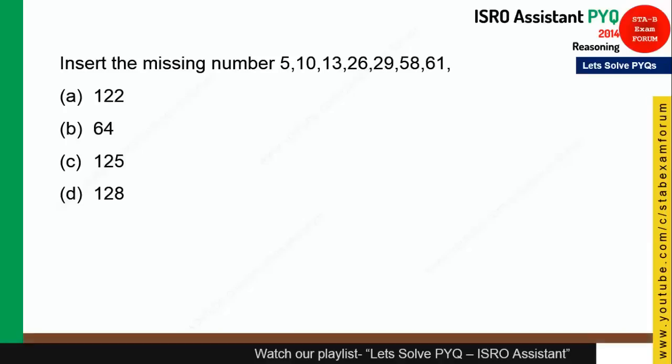Student, you need to find the next number. Here, after 61 what should be the answer? As you can see, 5 into 2 is 10, 13 into 2 is 26. Here he is adding plus 3: 10 plus 3 is 13, so 26 plus 3 is 29.